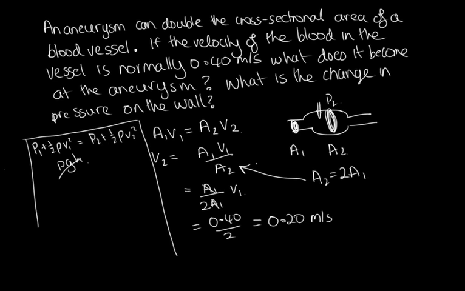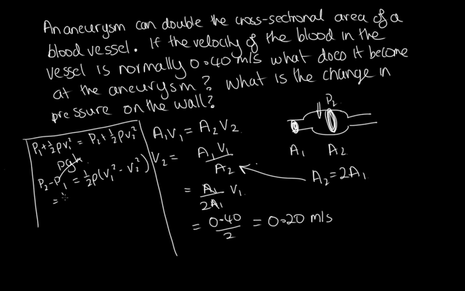So what we want to know is what's the change in pressure. So we want to calculate P2 minus P1. So we subtract P1 from this side, and then on this side we've got a half rho times V1 squared minus V2 squared.